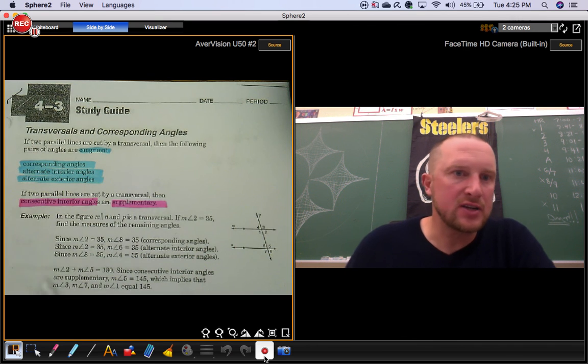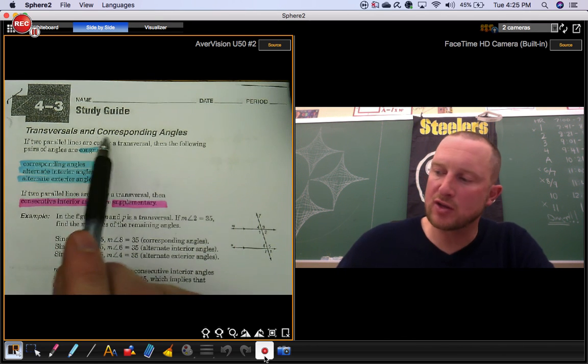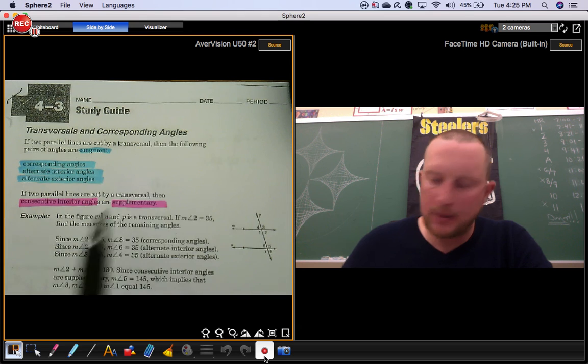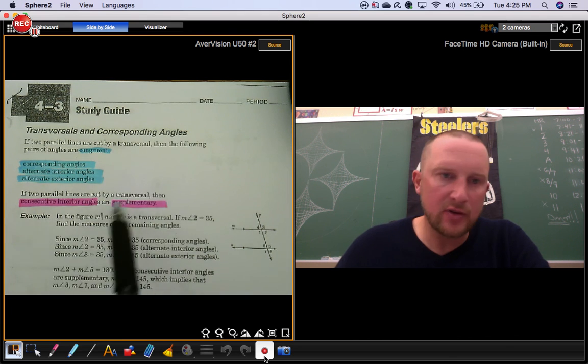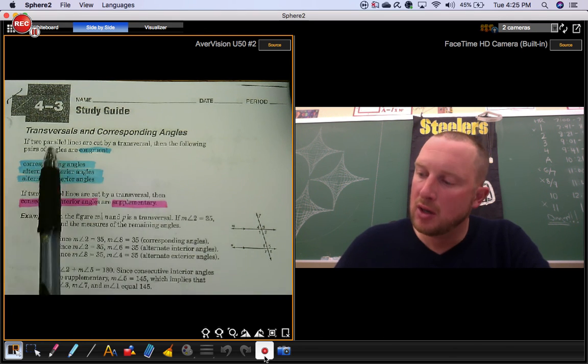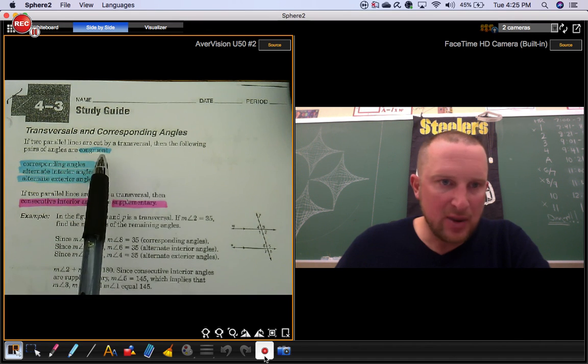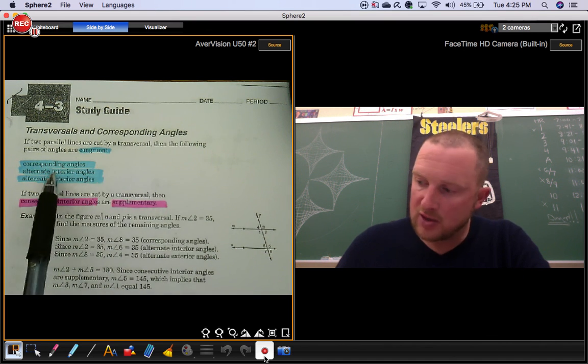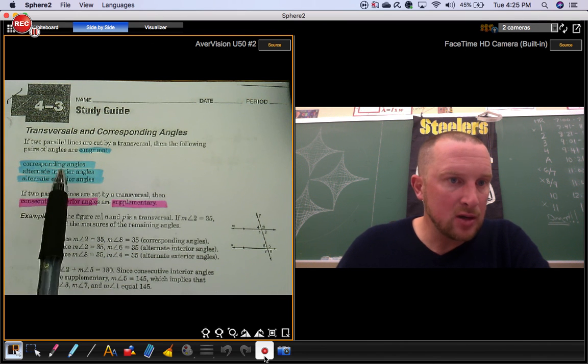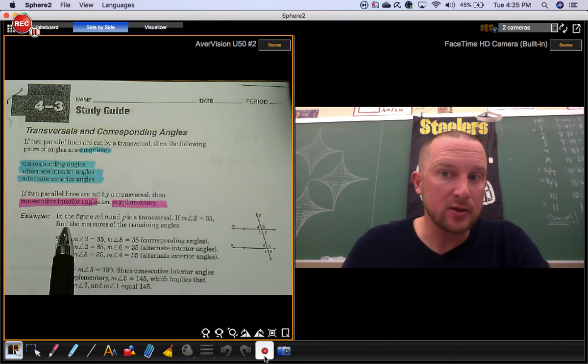The study guide for section 4.3 that's on transversals and corresponding angles. Just like all the study guides, they give you some nice information at the top. If you have parallel lines that are cut by a transversal, then the pairs of angles that are congruent are these blue ones: corresponding, alternate interior and alternate exterior.